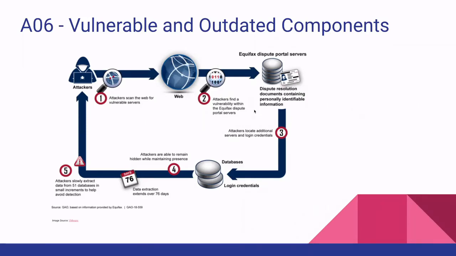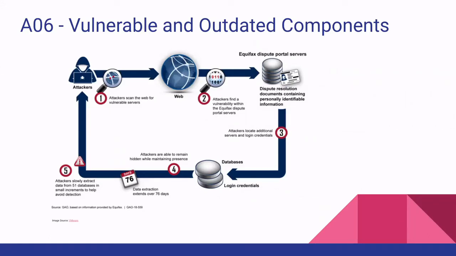Okay, attackers found the vulnerability within the Equifax dispute portal, and once they were here, they got all these documents containing PII information, and using that they also got additional servers and login credentials, using which they infiltrated and also exfiltrated the data, right? So attackers were able to remain hidden while maintaining access. So if you see, this is a very sophisticated attack. They found a vulnerability, they got in, right? So once they get in, they also try to stay hidden by not making any noise.